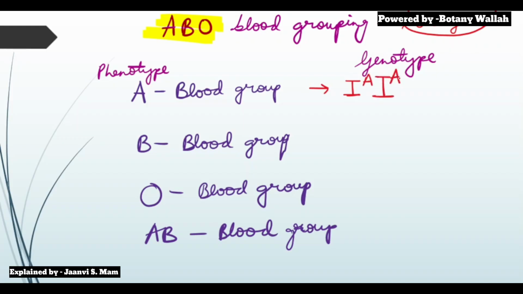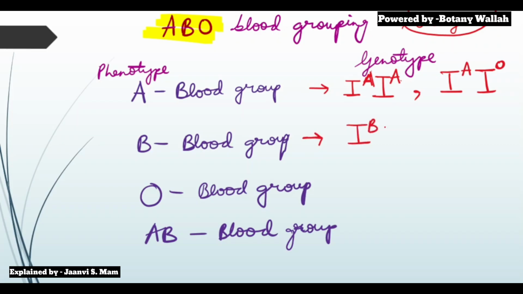I is a gene. Okay, so there will be capital A, capital A. Then this will be blood group A. It can also be like capital I, we will write A and O. If this is the case, then also it will be blood group A. So there are two genotypes for blood group A.